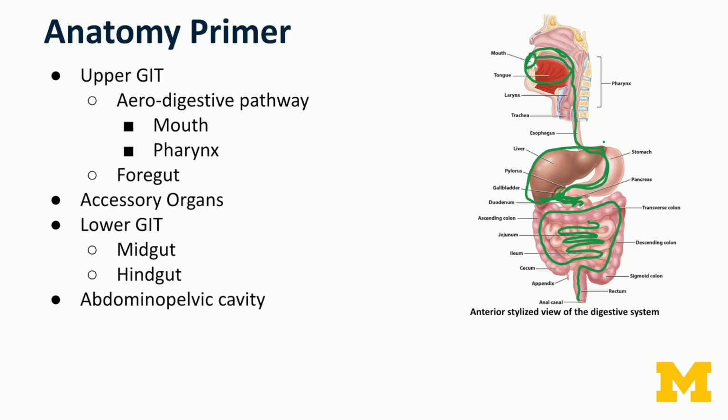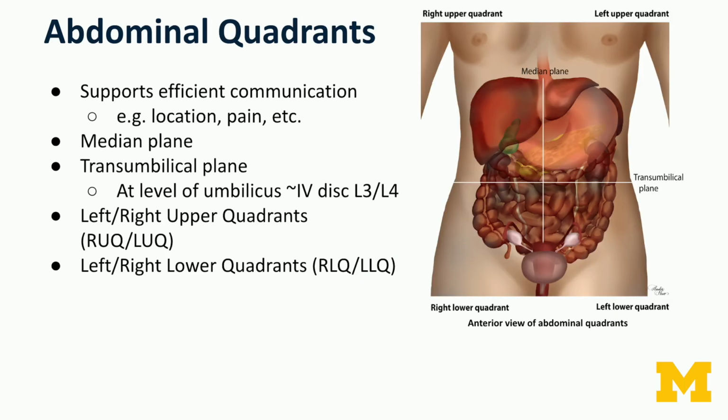The majority of these organs, starting from the distal esophagus all the way down through and including the rectum, are in a space known as the abdominopelvic cavity. So for the purposes of the digestive system, this is where most of the magic is happening. To facilitate ease of communication, we can break down that abdominopelvic cavity a number of ways. The simplest way is into 4 abdominal quadrants.